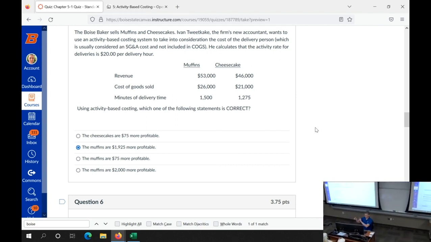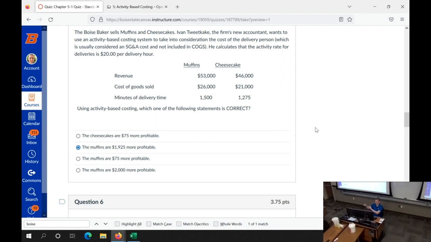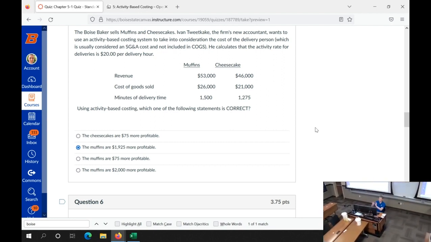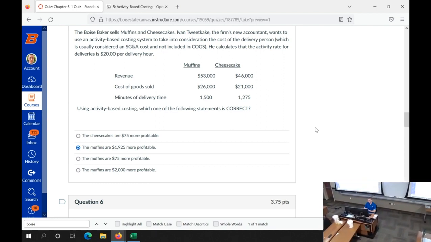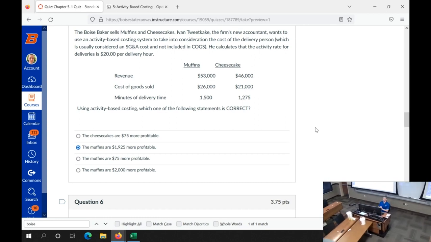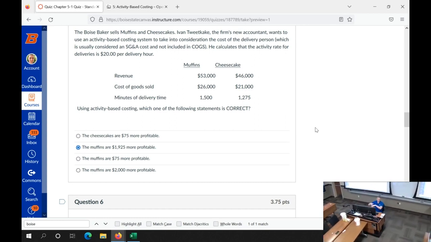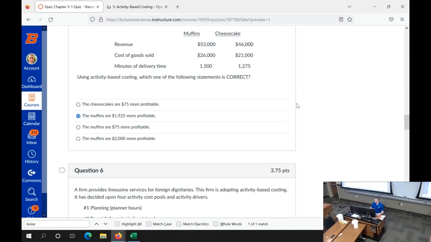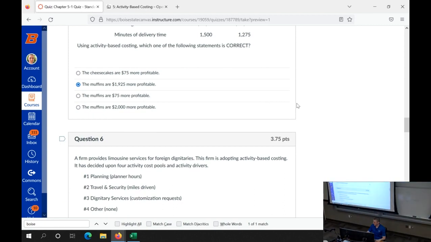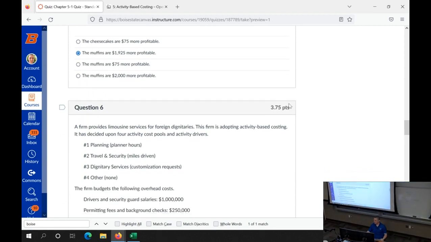You know, before we said muffins were $2,000 more profitable than cheesecake. Now we say, we realize they're not quite that much. They're only $1,925 more profitable than cheesecake. If that were now hundreds of thousands of dollars because we have a huge business, then that might be enough to justify implementing ABC, at least on some level. Okay.